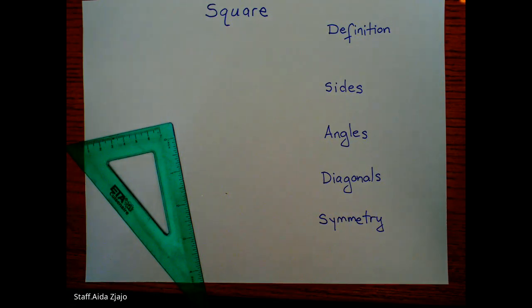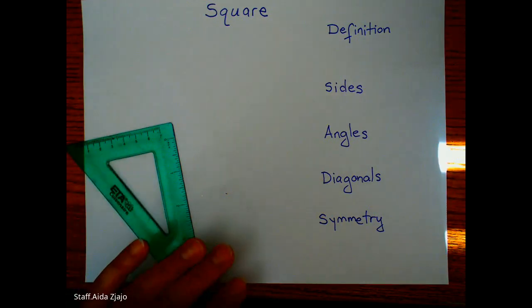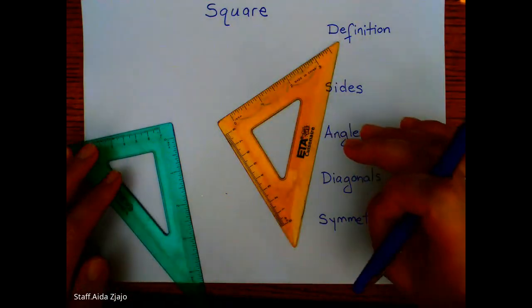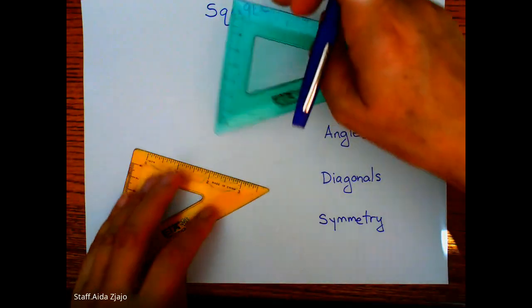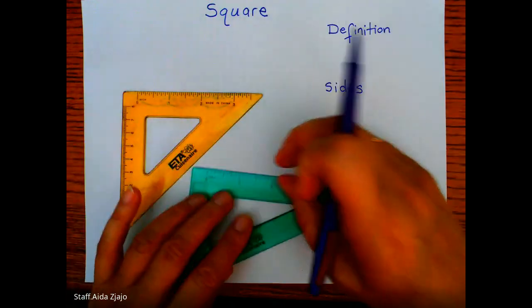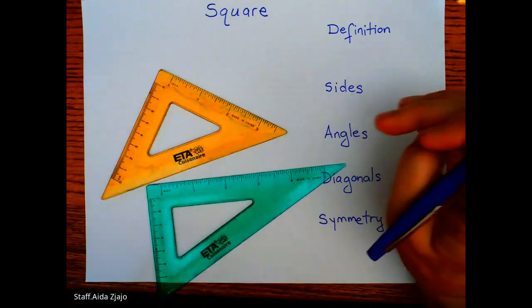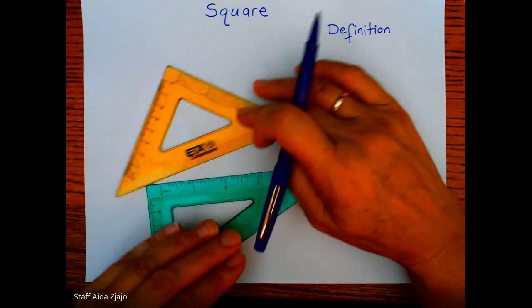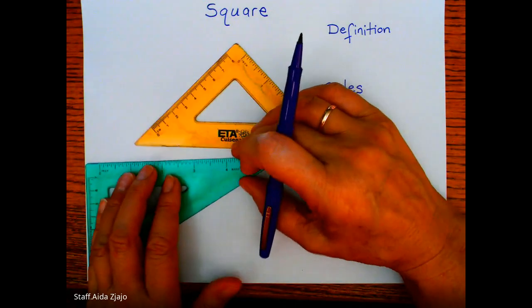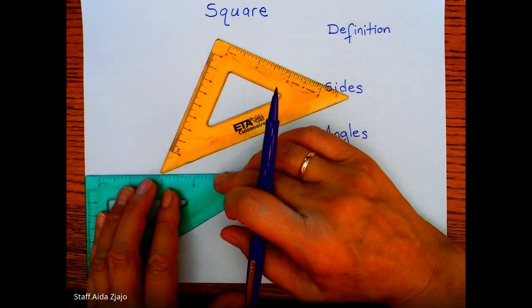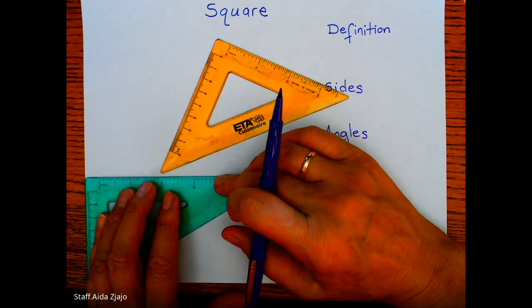Today we're going to talk about square, and we're going to construct a square and talk about square's properties. What is really a square? A square is a shape, it's a polygon, it is a quadrilateral, which means it has four sides, and it's a parallelogram, it has parallel sides, and it is a rectangle also, and a square is a rhombus. All that is a square. It's a very special shape or figure.